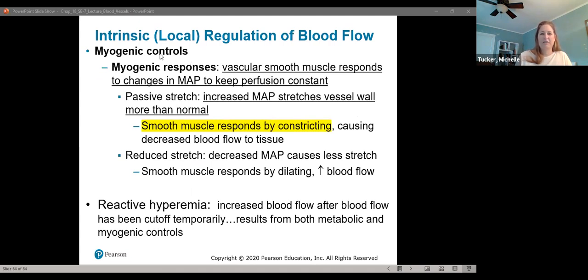Then we get to myogenic controls. So myogenic, if you remember from 1141, myo is one of the words that means muscle. When we're talking about a myogenic response, we're talking about the vascular smooth muscle in the arteriole. When there's an increase in blood pressure, the vessel wall stretches, and then that smooth muscle is going to respond by constricting.